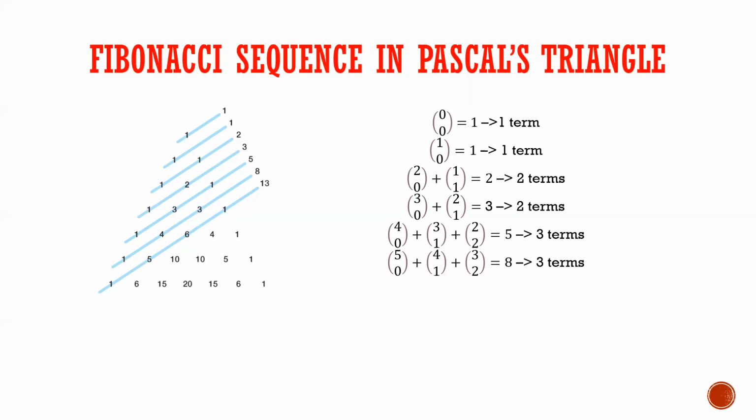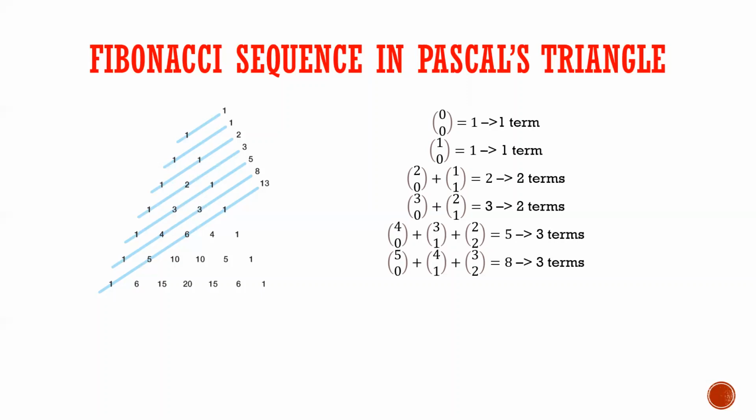Here, the floor function, also known as the greatest integer function, returns the greatest integer which is less than or equal to the input. Thus, the nth diagonal contains floor of n by 2 plus 1 entries, namely n choose 0, n minus 1 choose 1, n minus 2 choose 2, and so on.